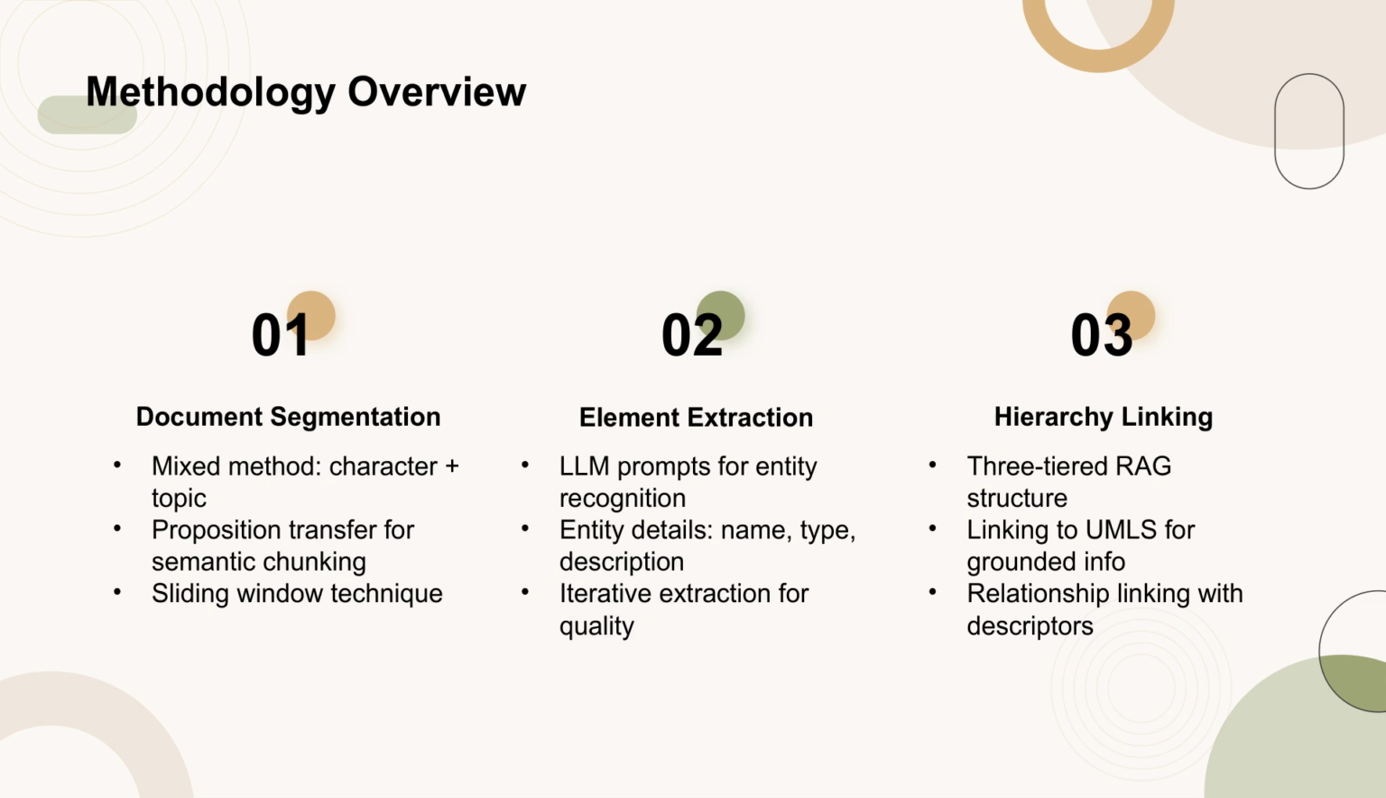The methodology of MedGraphRAG involves several key steps to enhance large language models with a specialized medical graph. Firstly, document segmentation is performed using a mixed method of character separation and topic-based segmentation, ensuring context is preserved. This includes proposition transfer for semantic chunking and a sliding window technique to maintain topic consistency. Secondly, element extraction is conducted where LLMs are prompted to recognize and detail entities, including their names, types, and descriptions. This process is repeated to enhance quality. Lastly, hierarchy linking is established through a three-tiered RAG structure, connecting entities to grounded medical knowledge from sources like UMLS, and identifying relationships between entities using predefined descriptors.